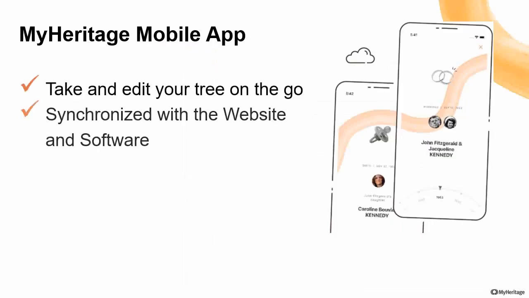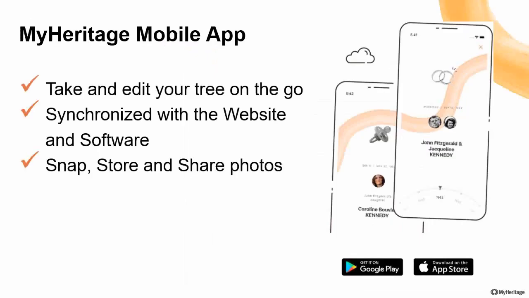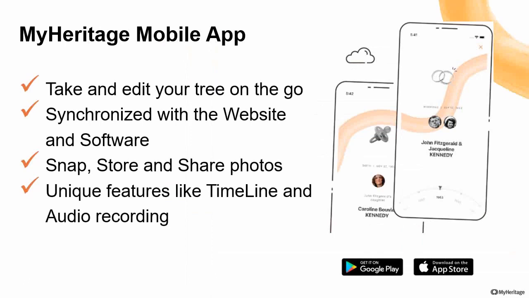Okay, so summarizing, the MyHeritage mobile app is a way to take and edit your family tree on the go. It doesn't matter if it's on a train, on a bus, on a plane, or wherever. It will synchronize automatically with your website and your software. So whenever you open your computer, the new information that you just recorded is going to be there.